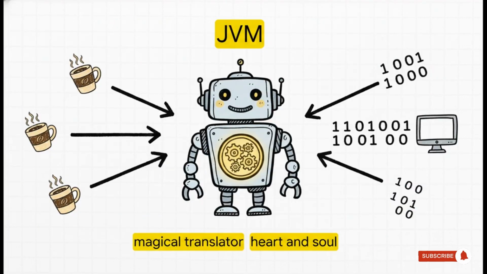Okay, so what is this magical translator that Java uses? It's got a name, and honestly, it's one of the most important things you'll learn about Java. It's called the JVM. That stands for Java Virtual Machine. And seriously, this thing is the heart and soul of the entire Java ecosystem.